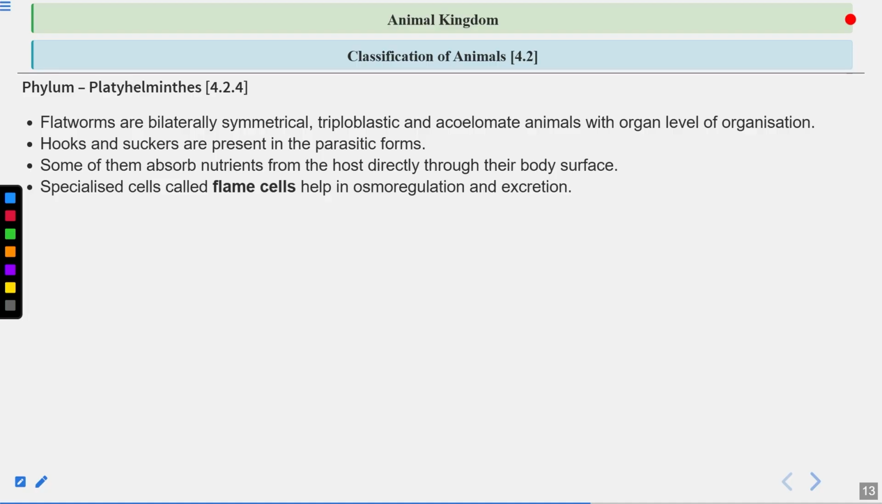Specialized cells called flame cells. Here, listen to this. Flame cells help in osmoregulation and excretion.